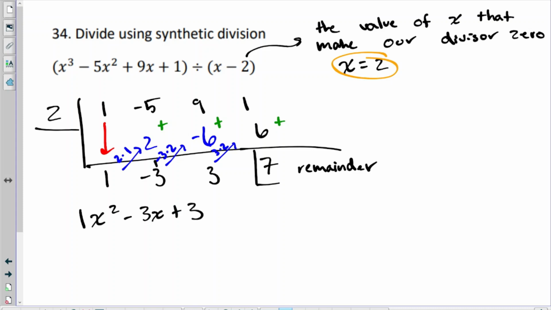And you know that you have your remainder because you're out of x's, right? Like I can't keep working my way down. And so I know that this has a remainder of 7, which means it's plus 7 over what I was dividing by, x minus 2. And there's my final answer.